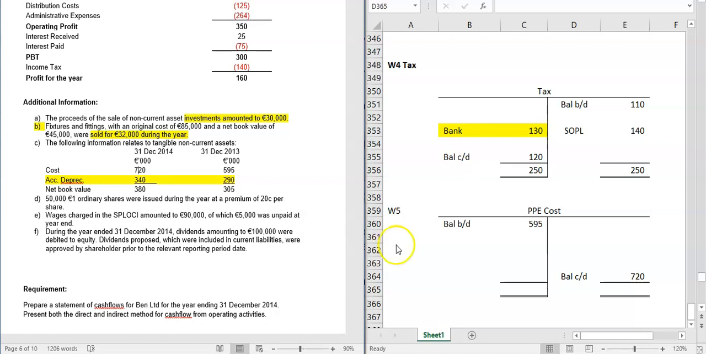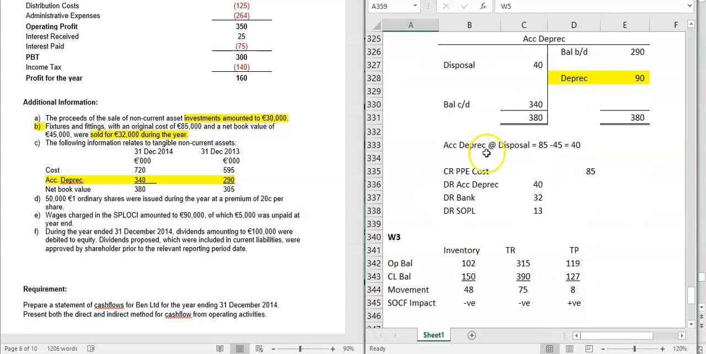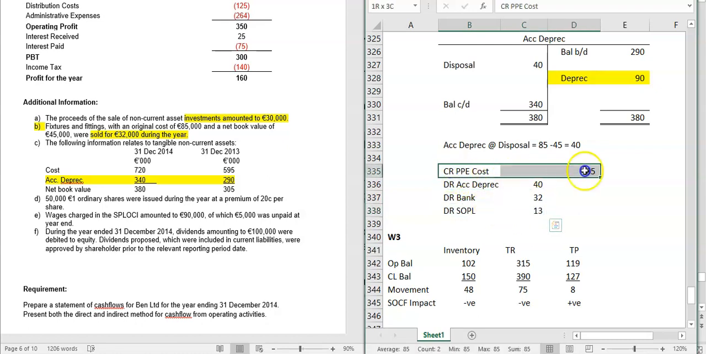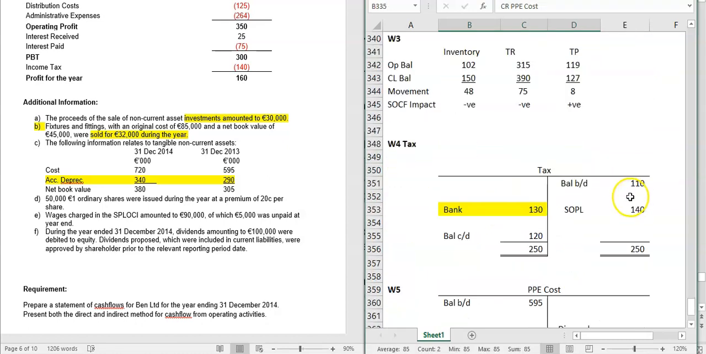So if you look at here, we know we did a disposal. So if you remember back, that's why it's always useful to think about the debits and credits. Remember the debits and credits we did for the disposal? Debit accumulated depreciation, we did that. Debit bank, we put that in the statement of cash flows. Debit the P&L, we put that in as a non-cash adjustment. What we didn't put anywhere yet, credit PPE cost 85.